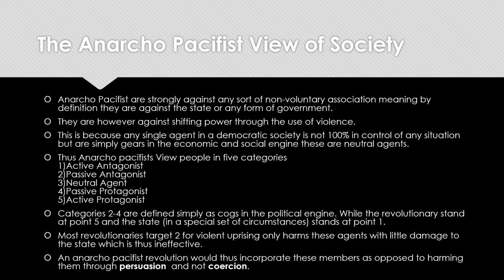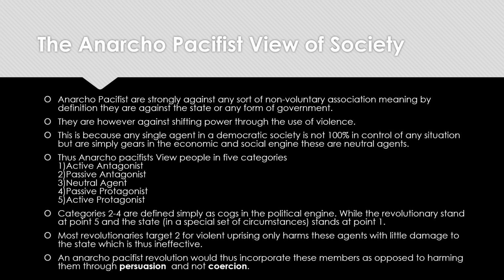Categories 2 to 4 are defined simply as cogs in the political and social engine, while the revolutionary stands at 0.5, and the state, under a special set of circumstances, I wouldn't say all states, other than a totalitarian one, stands at number 5. So in most democratic societies, 0.2 to 5 are really there. Most revolutionaries target people standing at 0.2 for a violent uprising, and that only harms these agents with little damage to the state, which is thus ineffective.